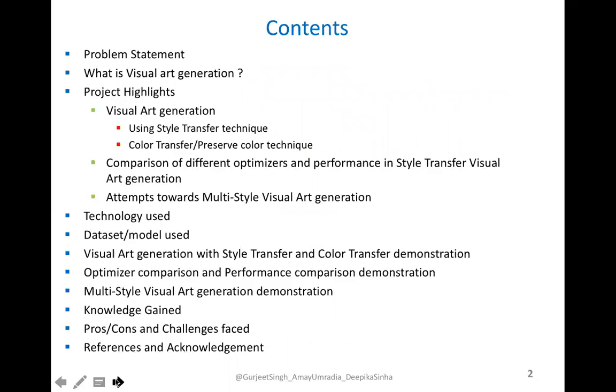The content shown here on slide 2 consists of the problem statement. What exactly is the use case for visual art generation? What were the different techniques we used to demonstrate our project? We also used different types of optimizers for comparing performance in terms of time and loss accuracy, which is a trade-off while choosing an optimal one. Lastly, we want to demonstrate our several attempts and challenges faced with the big data tools in terms of time and money while implementing multi-style visual art generation.